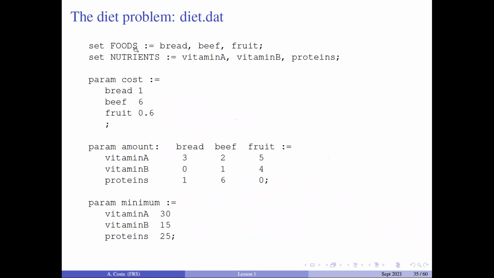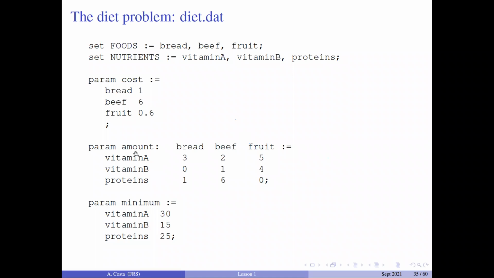Data file. Well, the set foods, as I said, is the three foods. Nutrients is the three nutrients. So in the data file, you can specify the sets as well. Parameter cost, remember, as I said, we write when we have a list. The first element is the index 1, 2, 3, or bread, beef, fruit, and then we have the value. So the cost of bread is 1, the cost of beef is 6, fruit is 0.6. This is the way we specify a table, data table, okay?